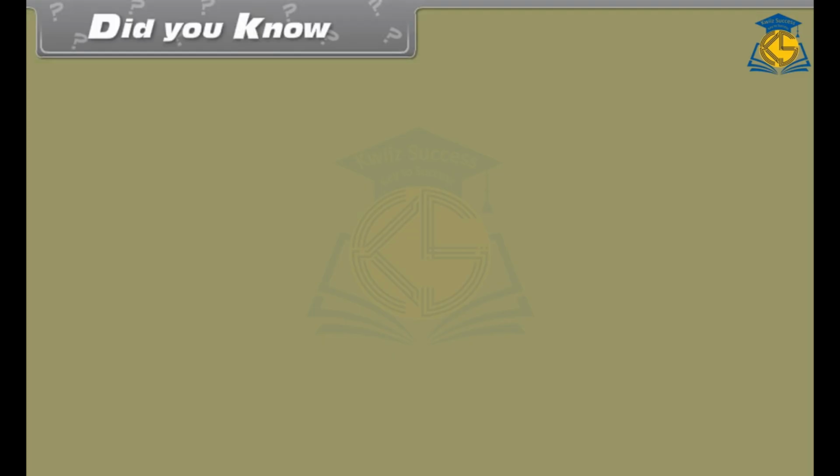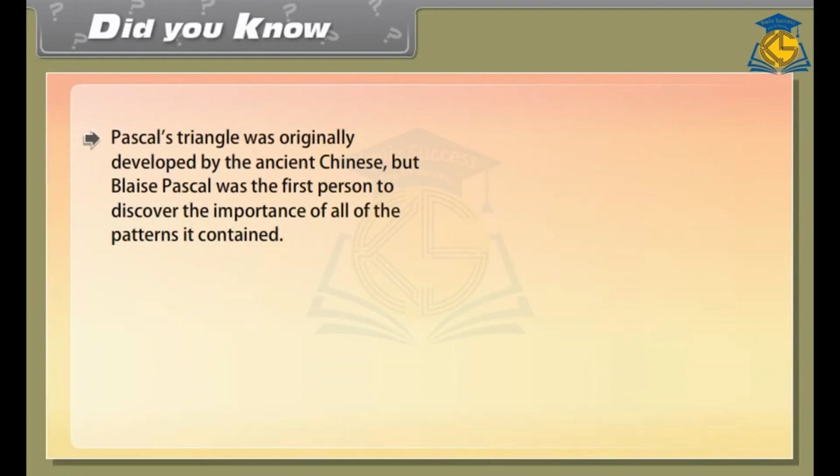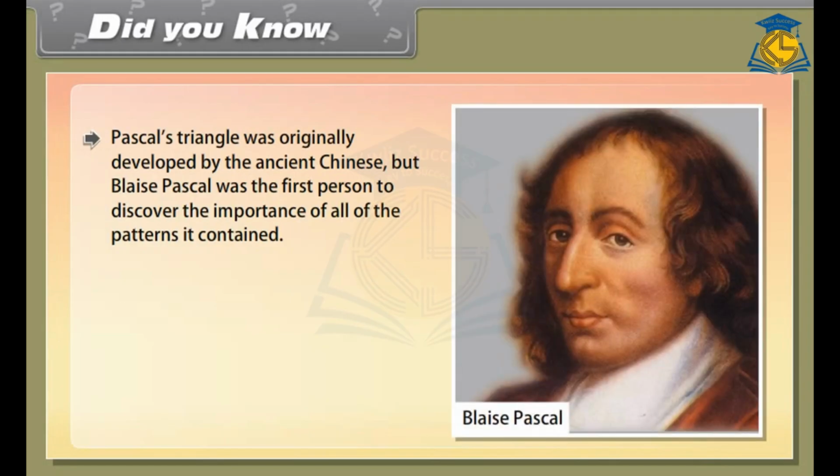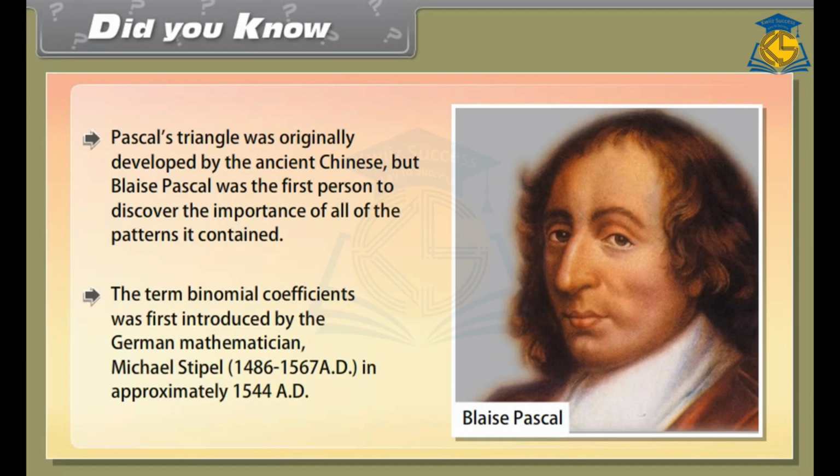Did you know? Pascal's triangle was originally developed by the ancient Chinese, but Blaise Pascal was the first person to discover the importance of all the patterns it contained. The term binomial coefficients was first introduced by the German mathematician Michael Stifel in approximately 1544 AD.